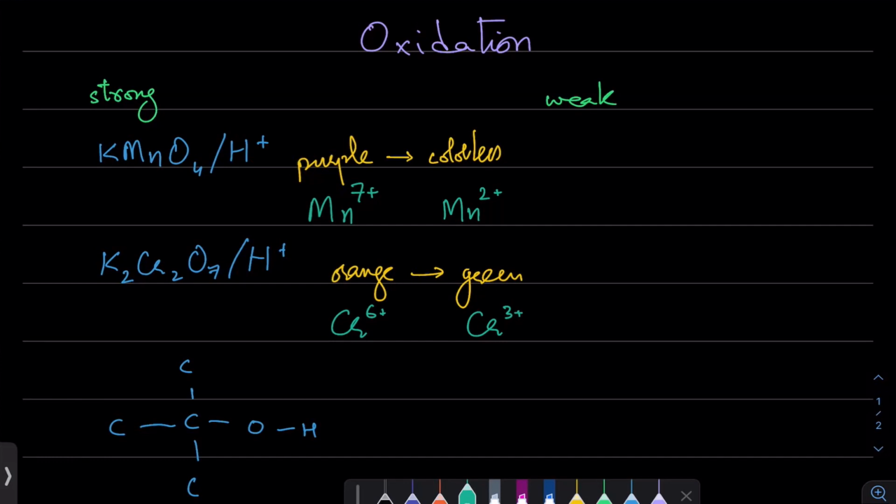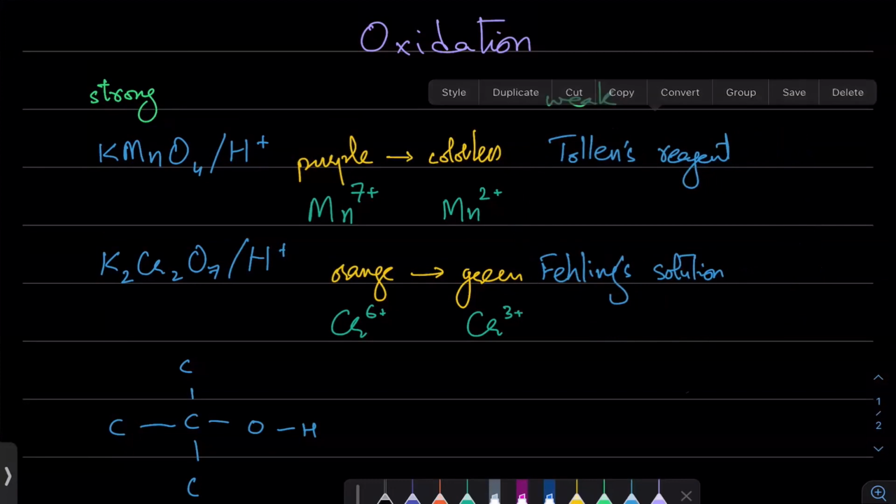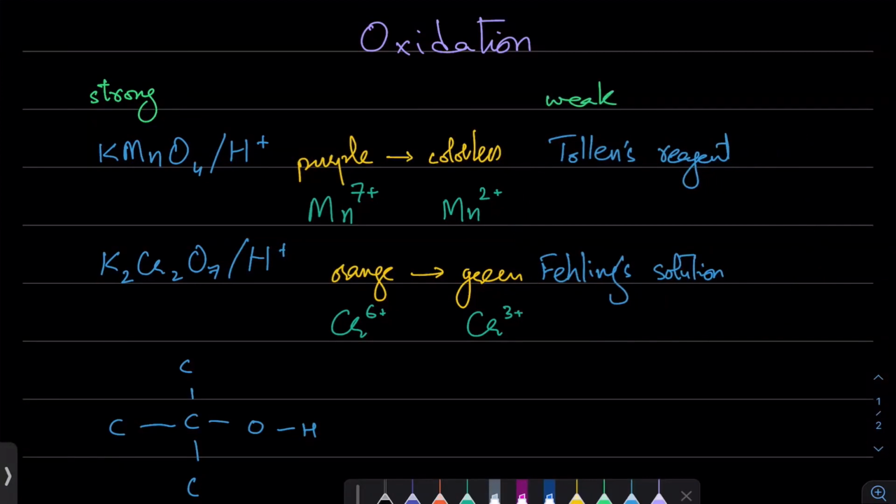Now, there are two other weak oxidizing agents that we should know about. One of them is called Tollens reagent, and the other is Fehling's solution. Now, that does not mean that these are the only oxidizing agents. There are many other oxidizing agents. There is Collins reagent, there is PDC, there's Dess-Martin periodinane, which is a strange name. So there are many oxidizing agents that we use, but these are the four that we should know about whenever we are reacting.